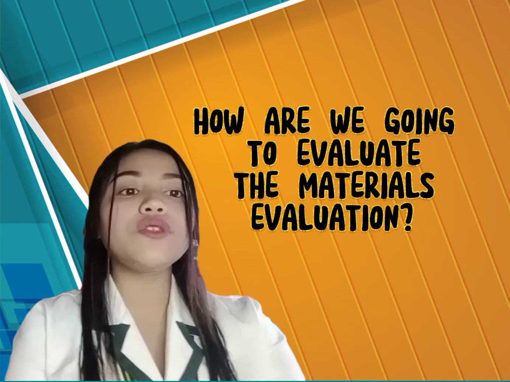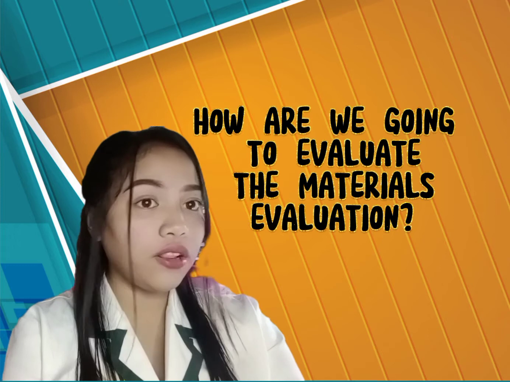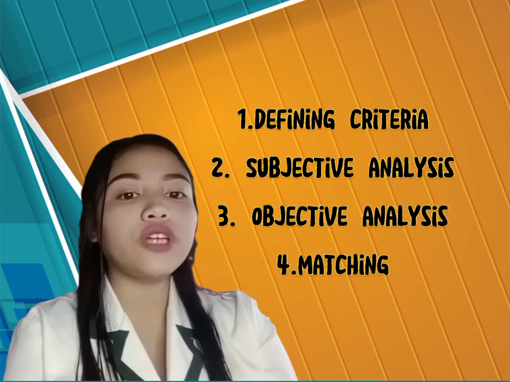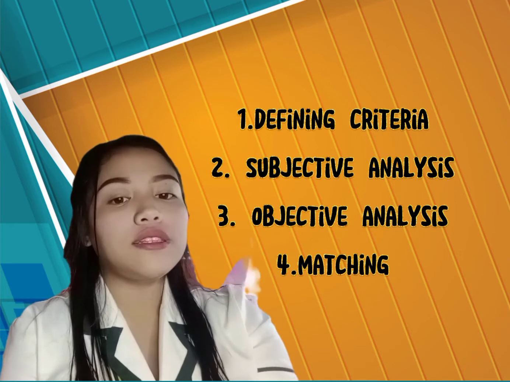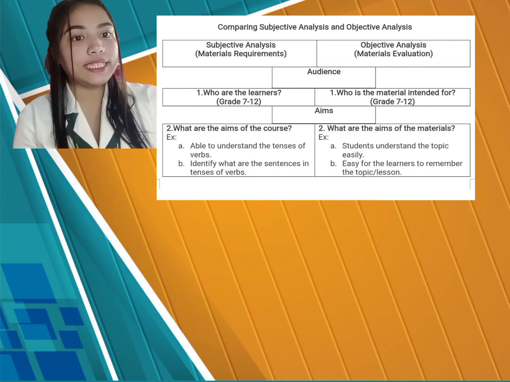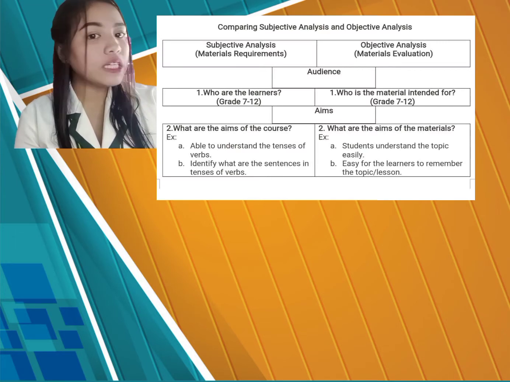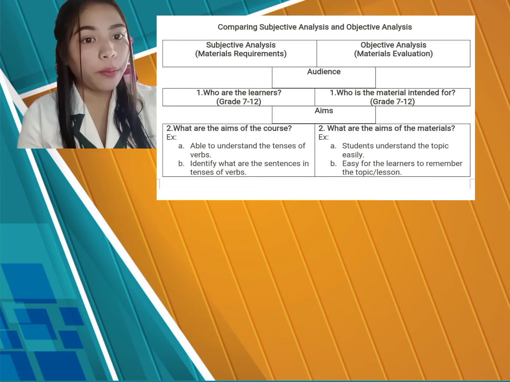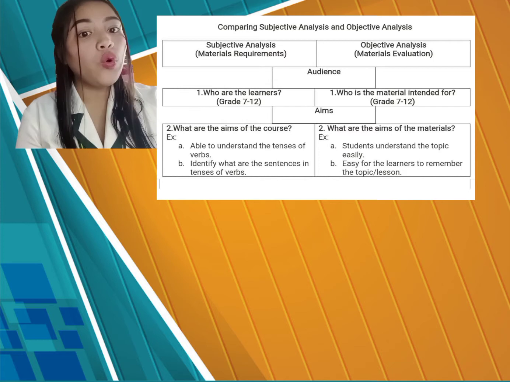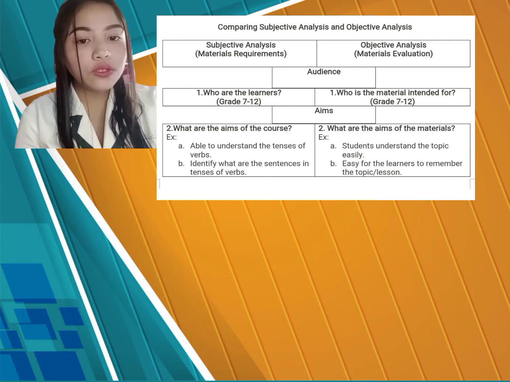How are we going to evaluate the materials? We can evaluate the materials through four steps: defining criteria, subjective analysis, objective analysis, and the matching. Comparing subjective analysis and objective analysis. Subjective analysis, or the materials requirements: the audience, who are the learners, which is grade 7 to 12.